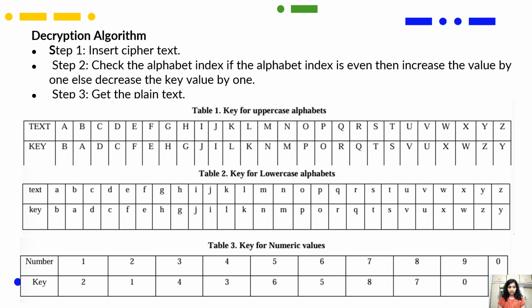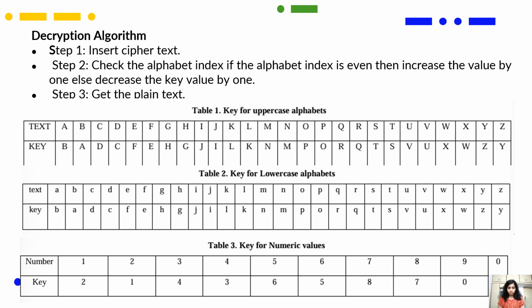So the decryption algorithm also has three steps. We take the ciphertext as an input, so we'll insert that ciphertext. Then check the alphabet index. If the alphabet index is even, then we increase the value by 1, else it will decrease the value by 1. So at the last we'll get the plain text.